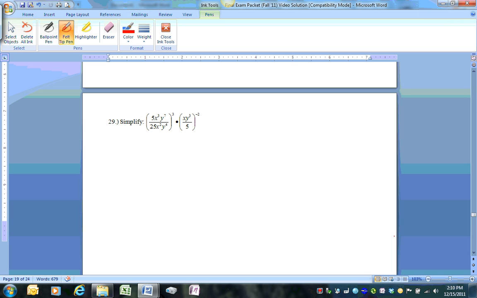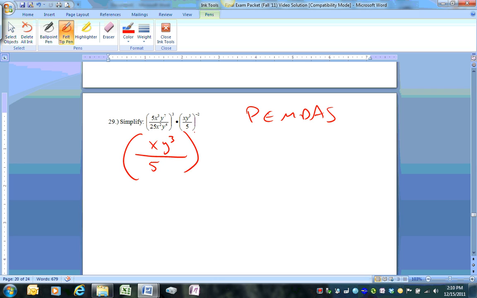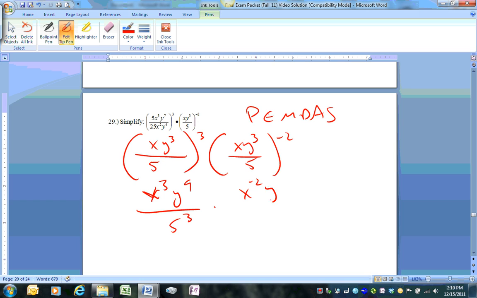29, simplifying exponents. Try to respect order of operations. So PEMDAS. So clean up the inside first. Don't try to get too fancy here. 5 over 25 is 5. x over x squared is x. y to the 7 over y to the 4 is y cubed. So notice I subtract the exponents, and I do simplify 5 over 25. The second set of parentheses, really nothing to clean up there. Now do the exponents. x cubed, y to the 9, 5 cubed, x to the negative 2, y to the negative 6, 5 to the negative 2.